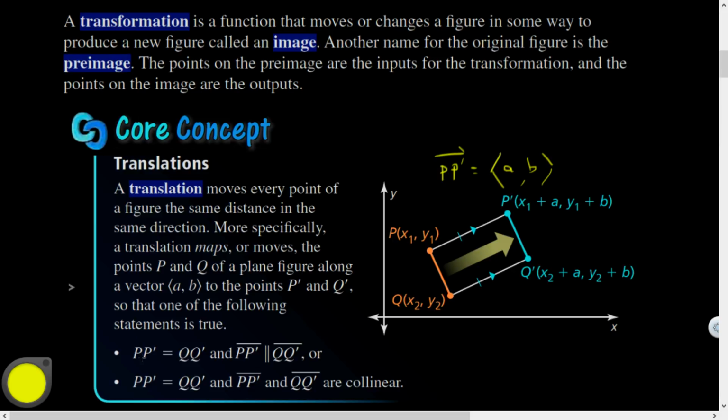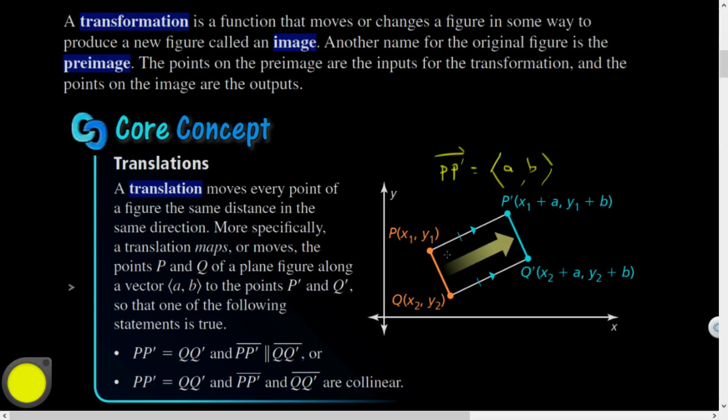Notice some properties come out of this. It says that P prime is equal to Q prime. Those are measurements of those vectors, and so these vectors are congruent to each other in that regard. And also the vectors are parallel. All right, so that makes sense. Nothing too crazy there.